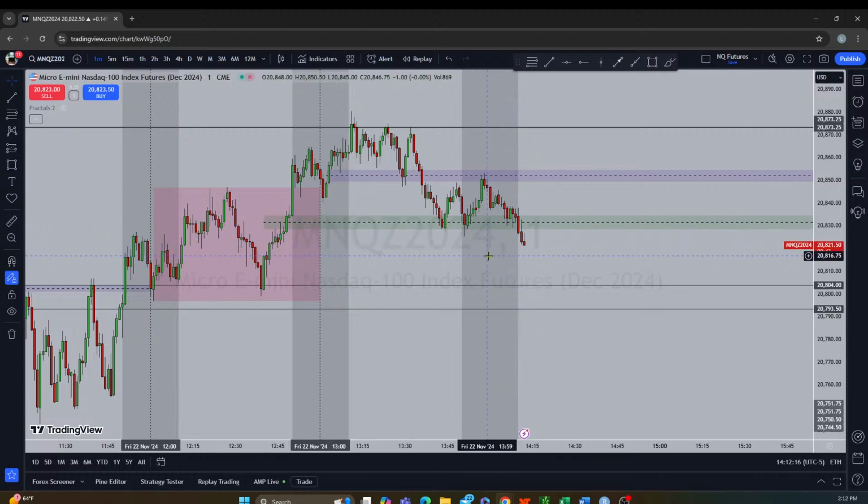What time is it? 2:12 New York. And now we're gonna shoot for the top of the opening day gap. Not the opening range gap, the new opening day gap. And then possibly the low of, take the liquidity here.